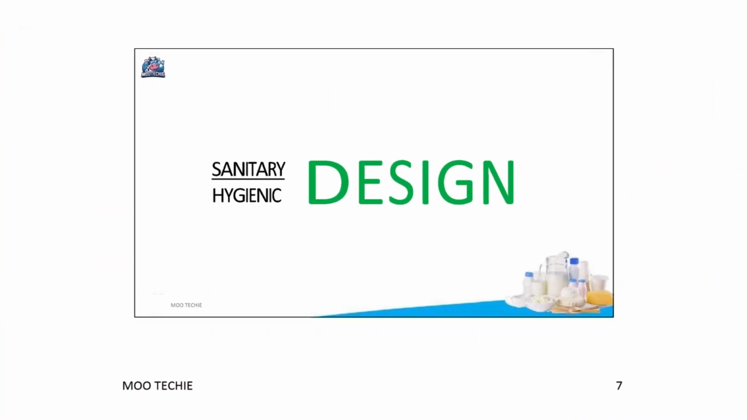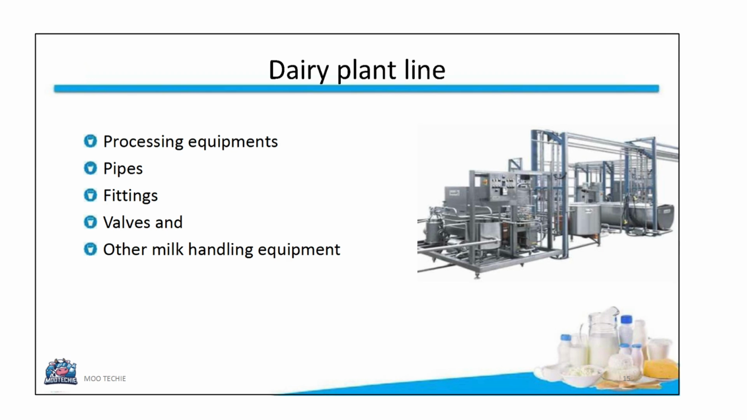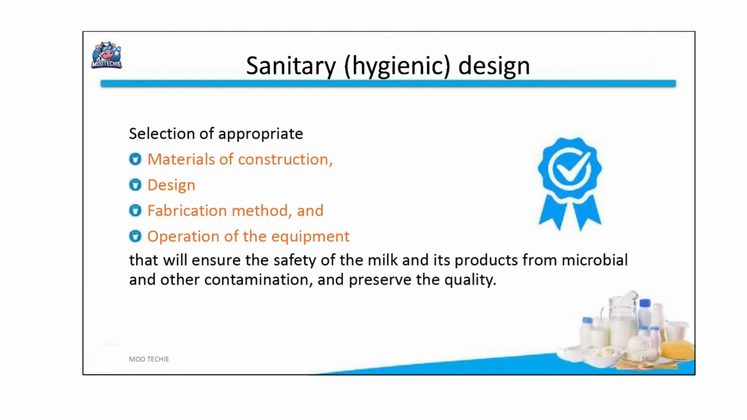This applies to the entire dairy plant line, all processing equipment, pipes, fittings, valves, and every other piece of milk handling equipment. So what is sanitary or hygienic design? It is the selection of appropriate materials of construction, the design itself, the fabrication method, and the operation of equipment. The goal is to ensure the absolute safety of milk and its products from microbial and all other forms of contamination while preserving the highest quality.